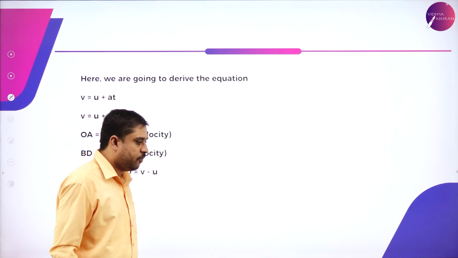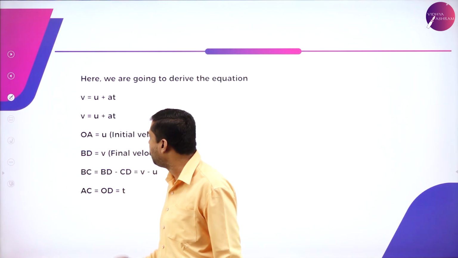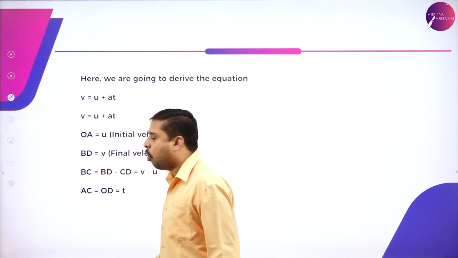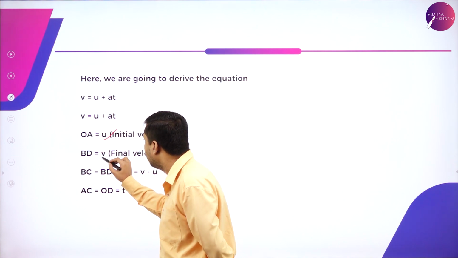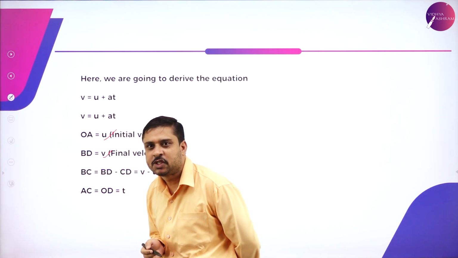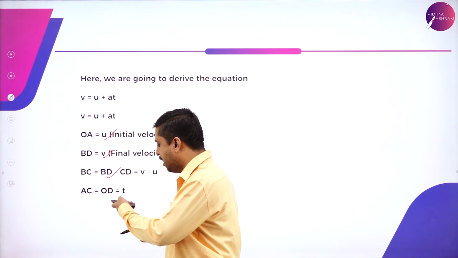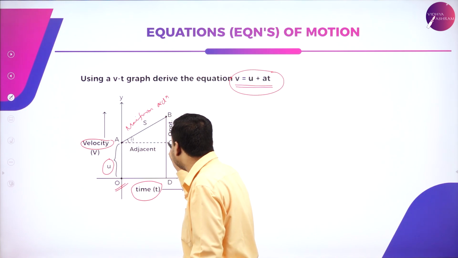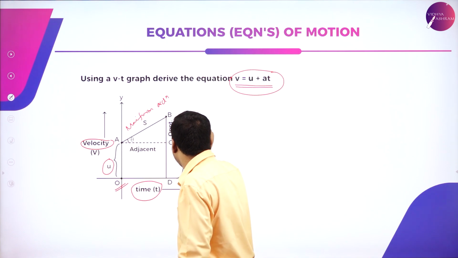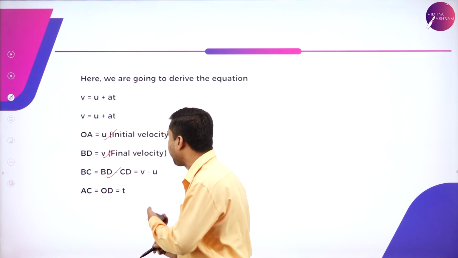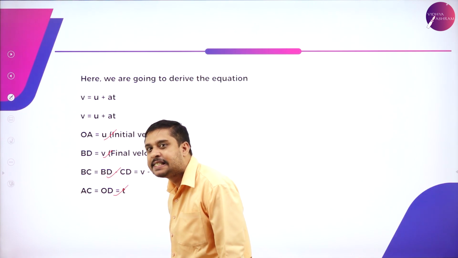Therefore, when I equate or explain the terms, OA equals U, initial velocity, BD equals V, final velocity. So BC, from the graph if you observe, BC is BD minus CD. So this is V minus U. And AC equals OD, which is T.